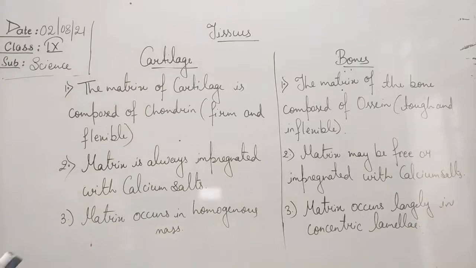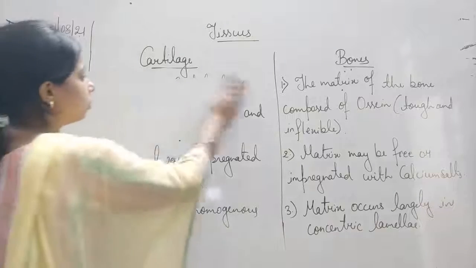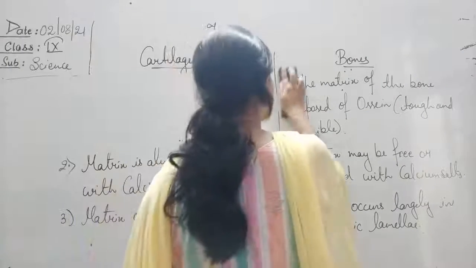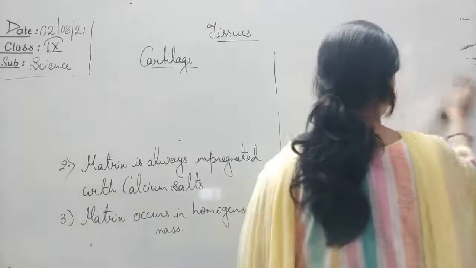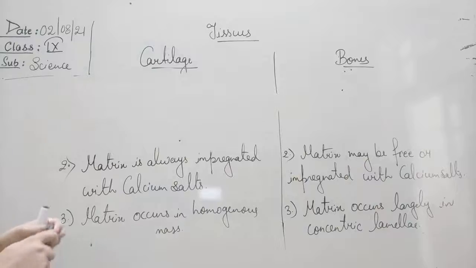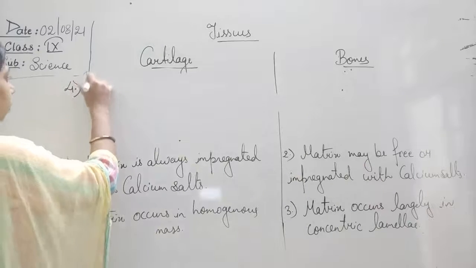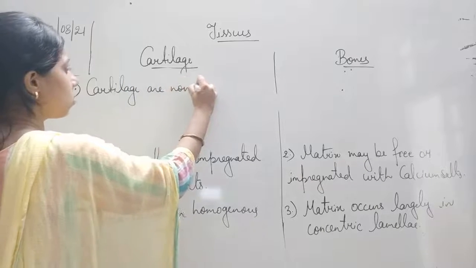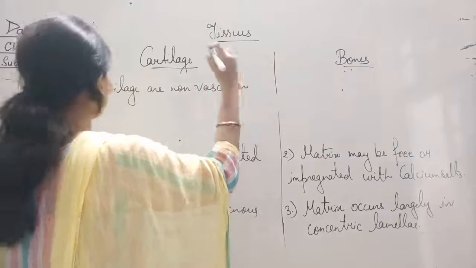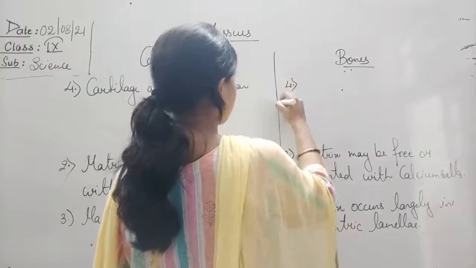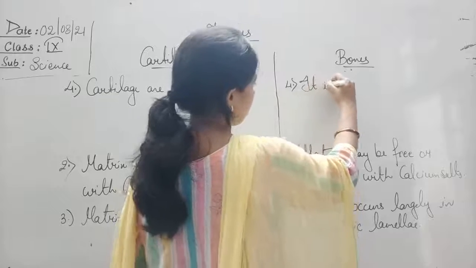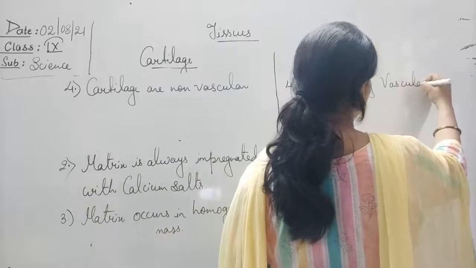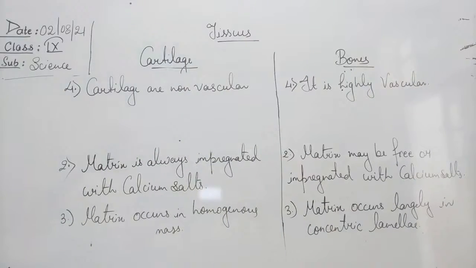Next one, cartilage are what? They are non-vascular. While in case of bones, they are highly vascular. It is highly vascular.